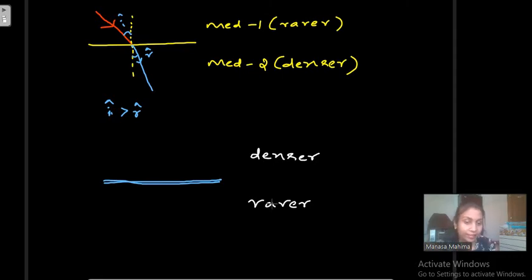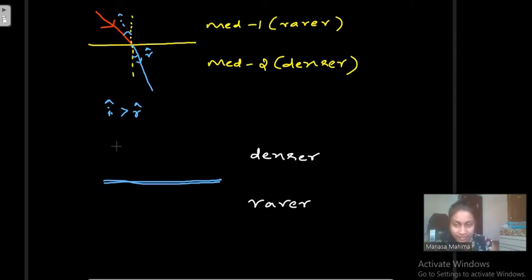The rarer medium is a medium where the speed of light is more. If the speed of light is less, then that medium is called the denser medium. And if the value of the speed of light is more, then that medium is called the rarer medium.